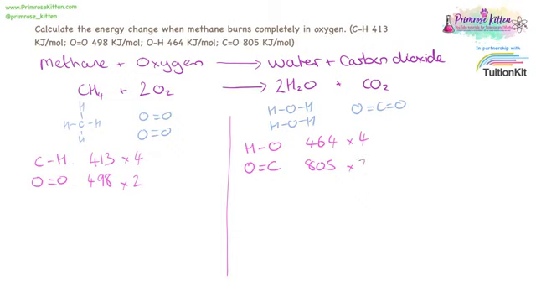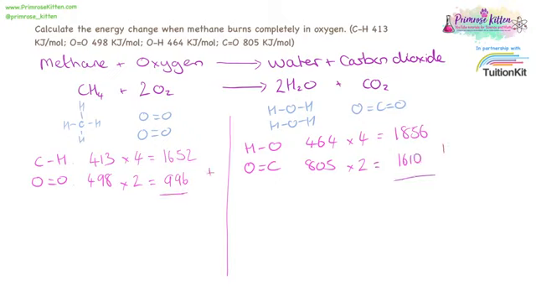This is why it's a good idea to draw it out so you can easily visualise the bonds and how many of each you have. Now we need to do the maths. So 413 times 4 is 1652. 498 times 2 is 996. 464 times 4 is 1856. 805 times 2 is 1610.